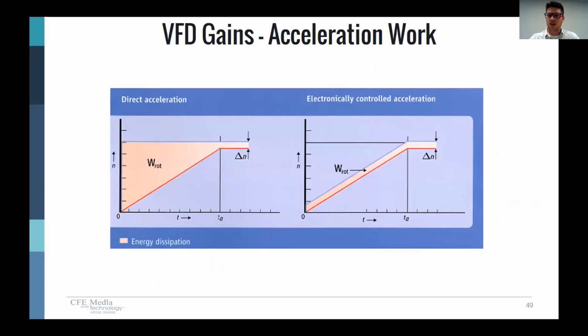One advantage is when you're ramping up to speed. When you turn your motor on directly powered from an AC line, it comes up to speed, but there's a lot of work being done on that rotor. When you use an inverter, you can control that ramp and the amount of work being done on the rotor, and that's some energy you can save in the system. You can see in the graphs there's a significant reduction in the work on the rotor when you control acceleration electronically with the VFD.